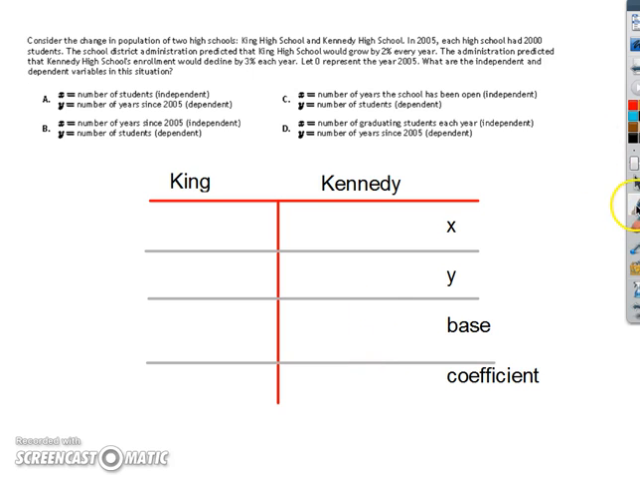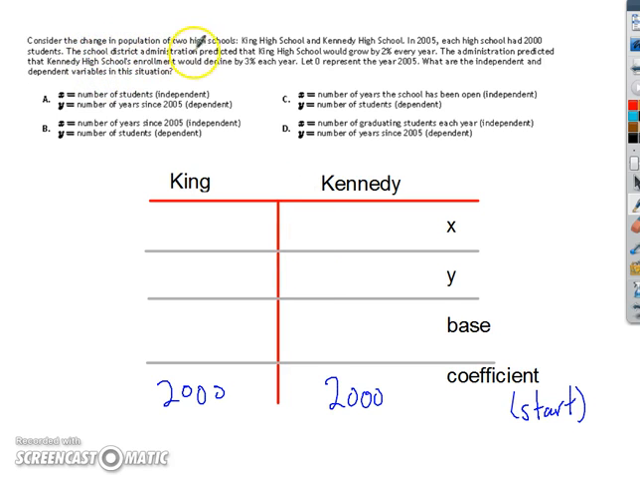It says, consider a change in population of two high schools, King and Kennedy. So just like comparing Roses Are Red with Flower Power, we're comparing the two high schools, King and Kennedy. In 2005, each high school had 2,000 students. So that is the information about where they start. That's the coefficient. Kennedy starts with 2,000 and King starts with 2,000. So that's going to go into my function.